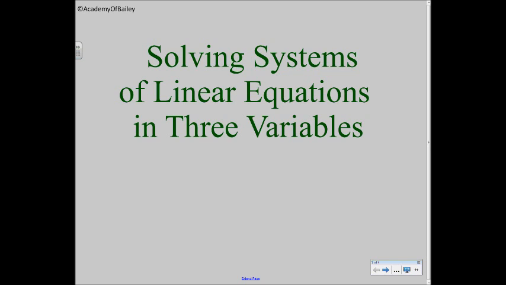As I'm sure you already have read, this is solving systems of linear equations in 3 variables. In order to solve systems of linear equations in 3 variables, it would be real helpful to know how to solve them in 2 variables. So you may want to make sure you know how to do that one.